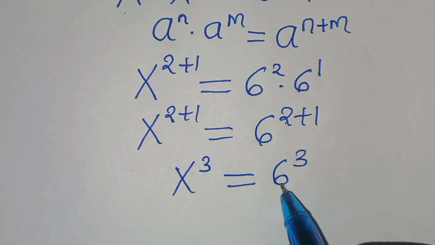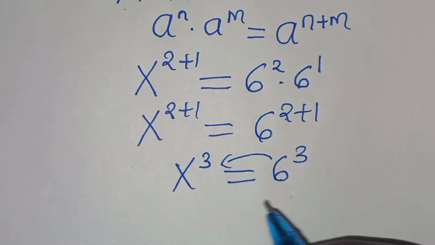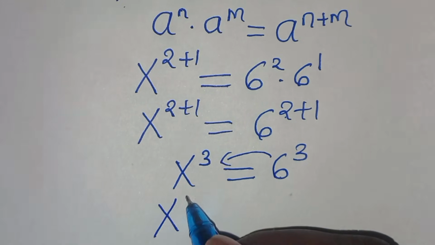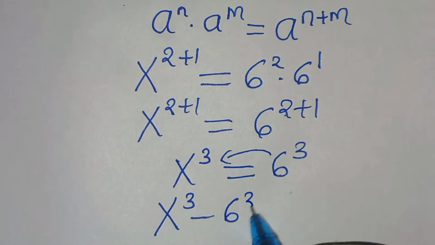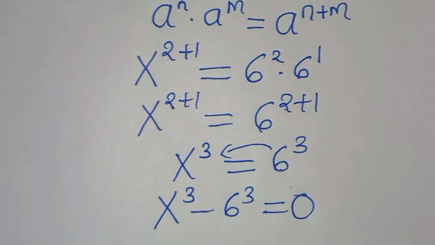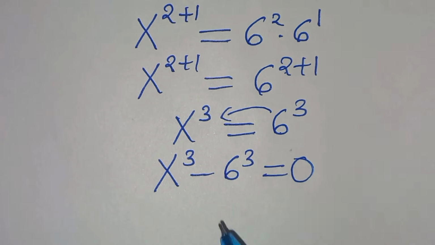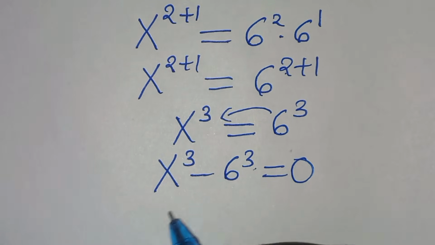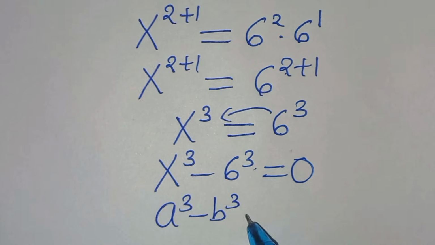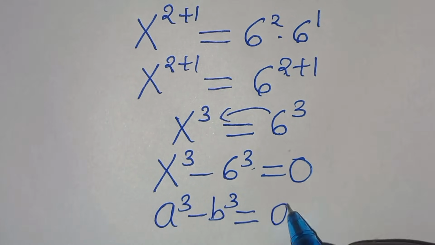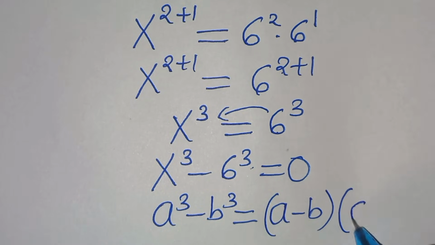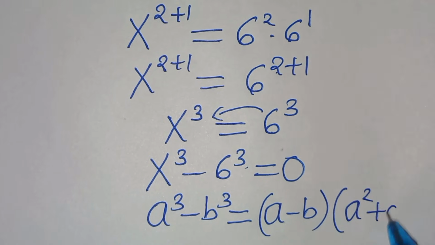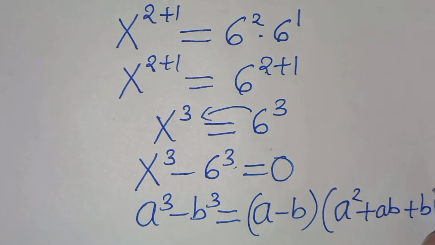Now, let's take 6 to the power of 3 to the left hand side, so that we have x to the power of 3 minus 6 to the power of 3 equal to 0. Now this is the difference of two cubes, expressed as a to the power of 3 minus b to the power of 3, which we can express as a minus b into the parentheses a squared plus ab plus b to the power of 2.